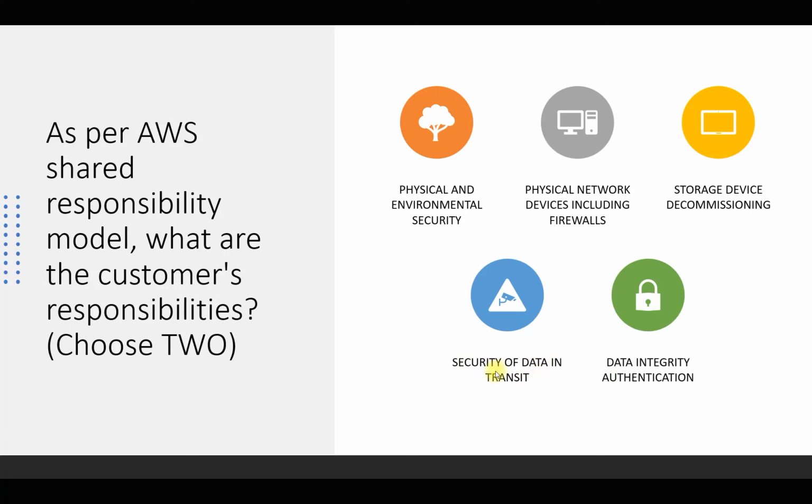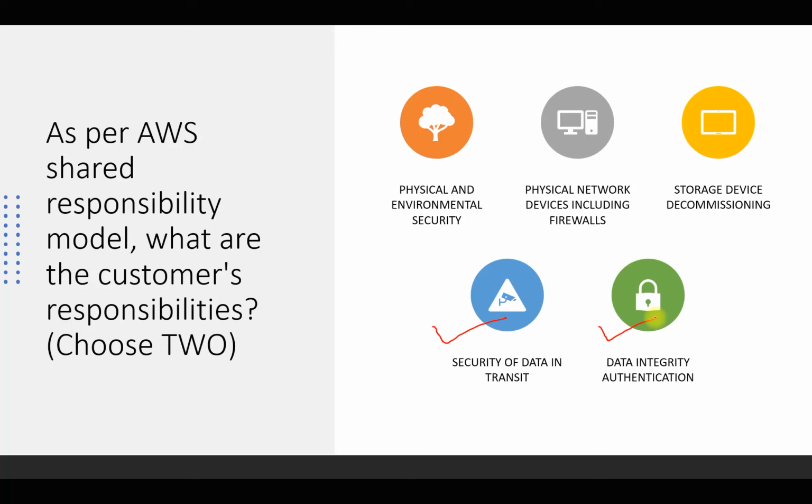Next is security of data in transit. See, whatever is related to data, as a customer, it's your responsibility to take care of it. So this comes under your responsibility, and this is a correct choice here. Next is data integrity authentication. This is also your responsibility. Whenever we talk about the security of physical locations or anything related to physical devices, everything belongs to AWS, and they take care of it. We just need to take care of what we use there. Data is related to us, that's why it's our responsibility. So our answers will be security of data in transit and data integrity authentication.